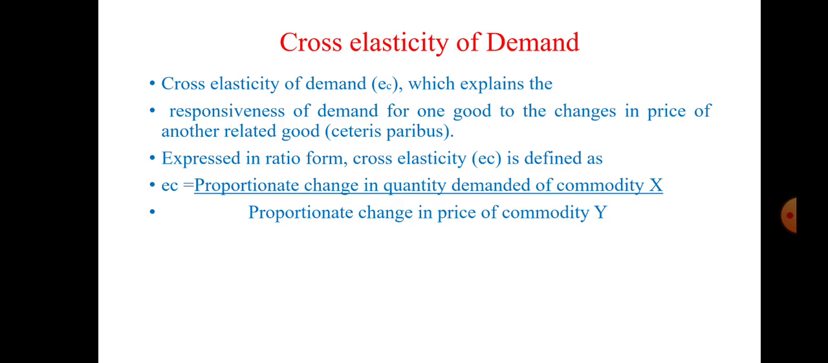Then the third type is cross elasticity of demand, which is expressed as EC. It is the responsiveness of demand for one good to changes in the price of another related good, keeping other factors constant, a condition we call ceteris paribus. It is expressed in ratio form: cross elasticity EC is equal to the proportionate change in quantity demanded of commodity X divided by the proportionate change in price of commodity Y.